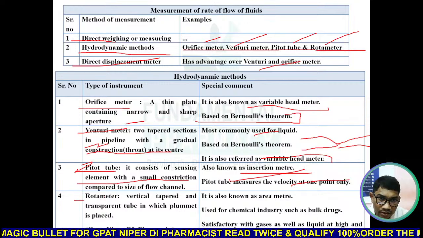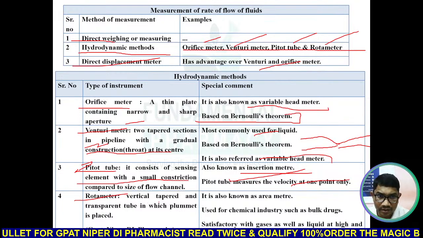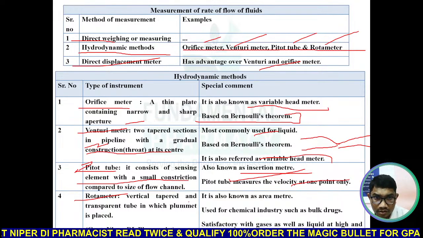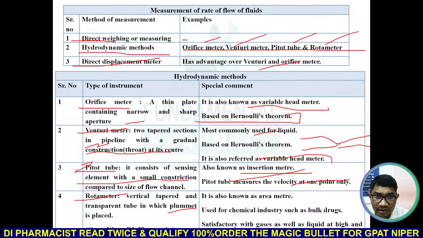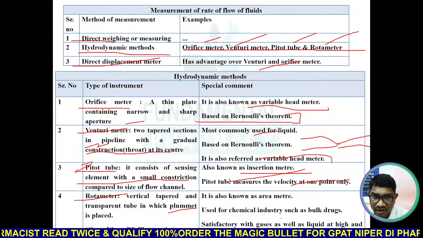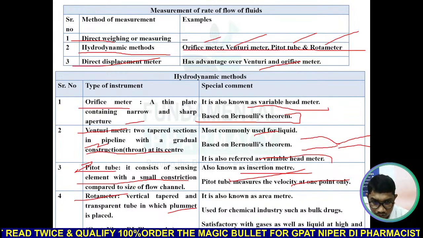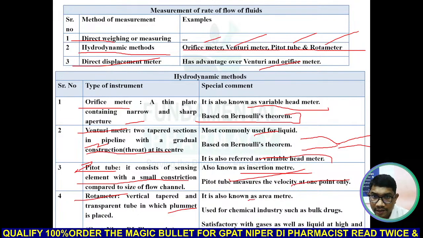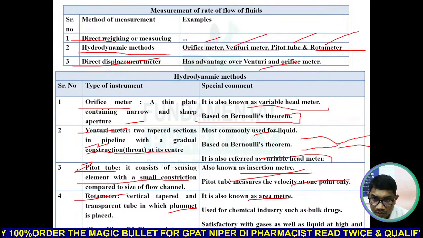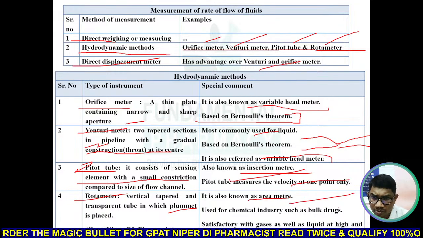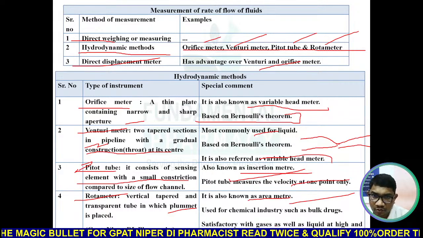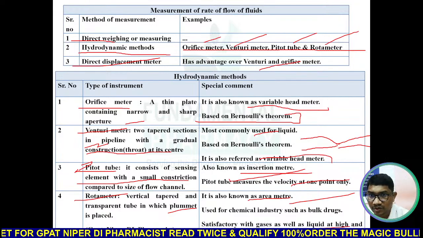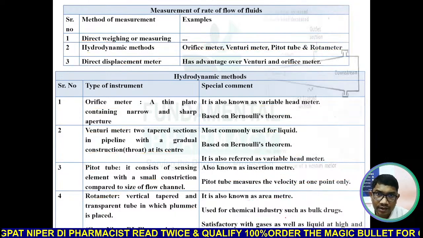Last होता है rotameter. So a vertical tapered transparent tube in which a plummet is placed. मतलब इसमें रोटामीटर में क्या होता है कि वर्टिकल होता है, I will show you, but it is also known as a variable area meter. It's known as an area meter, used in the chemical industry to measure the flow. It is also used satisfactorily for gases as well as liquids with high and low pressure. It's short में हुआ है.